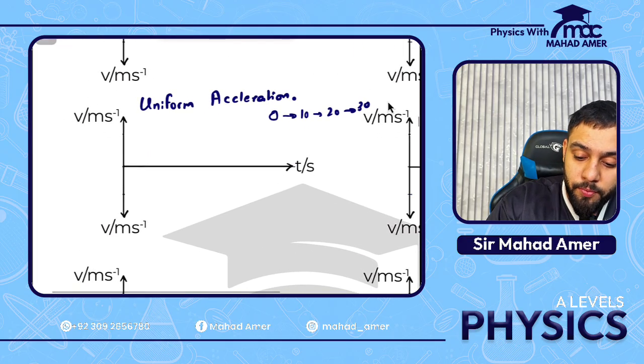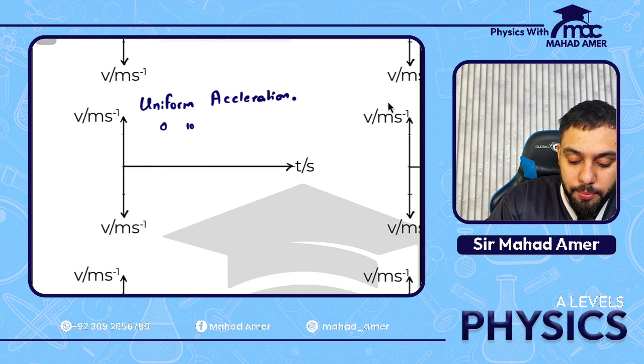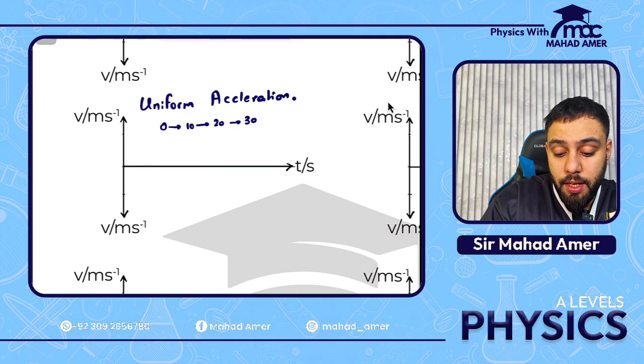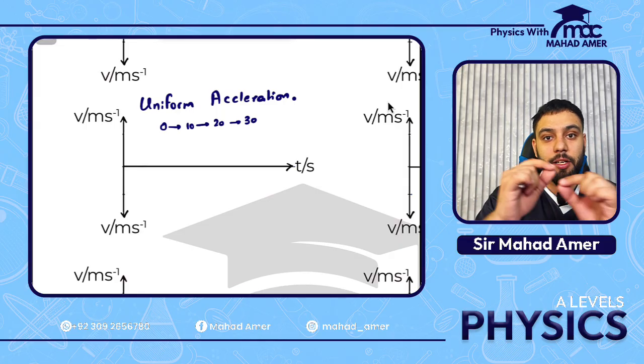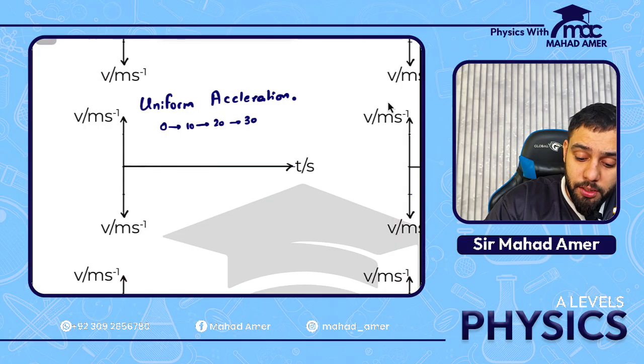If somebody is moving with velocity 0 meters per second, gaining it to 10 in the first second, then 20, then 30, each second the velocity gained by the object is 10 meters per second. The rate of change of velocity is uniform. The graph is going to be a straight line with a uniform gradient.